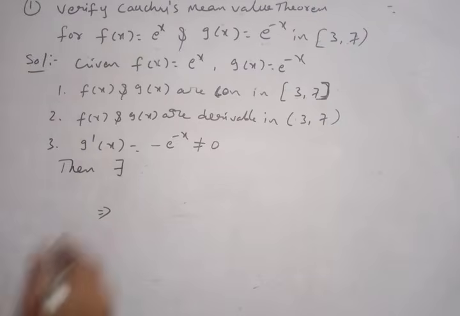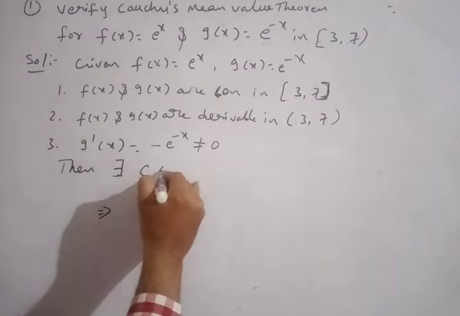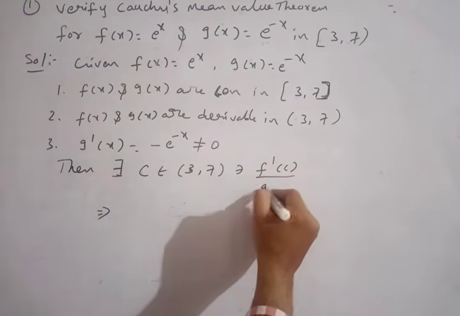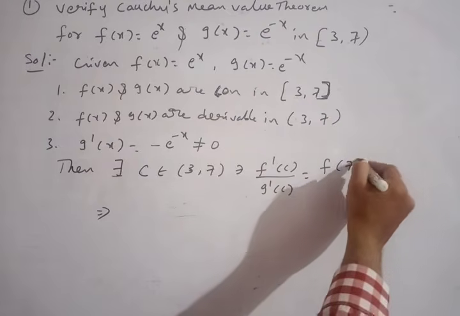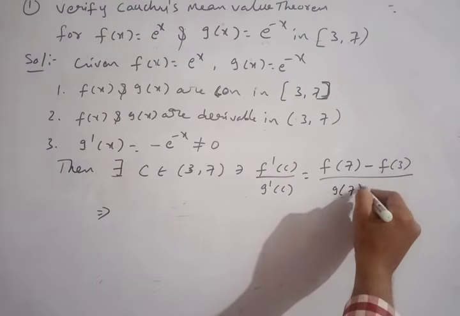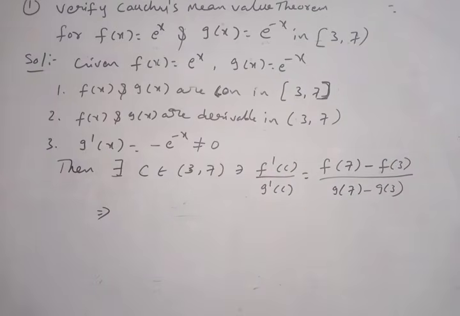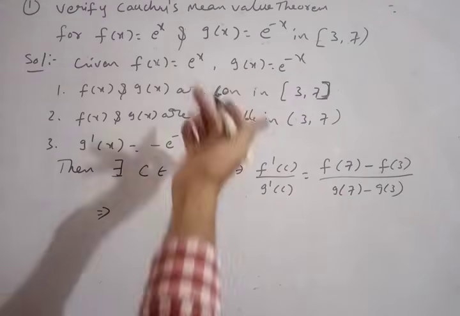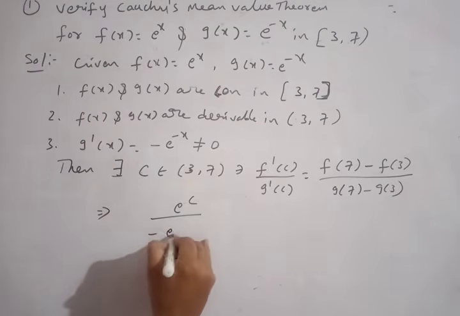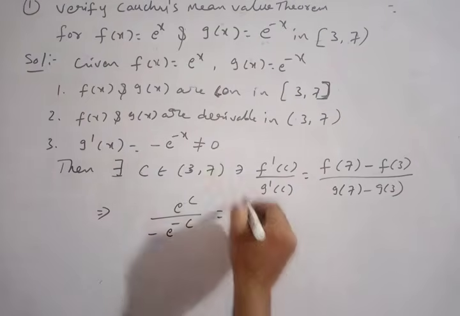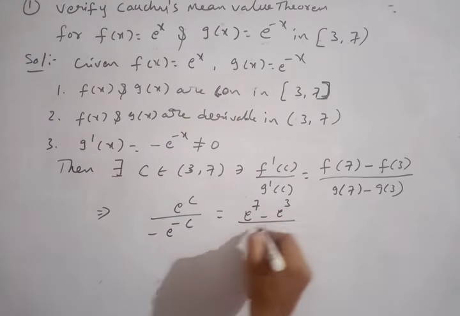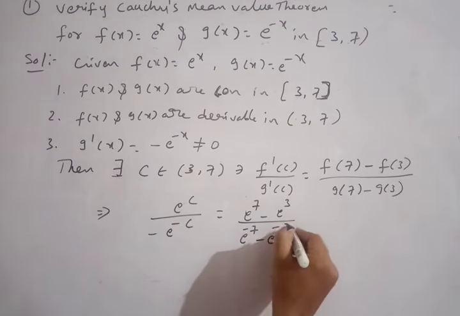So therefore, there exists c belongs to 3 comma 7 such that f dash of c by g dash of c is equal to f of 7 minus f of 3 by g of 7 minus g of 3. Correct? So what is f dash of c here? e power c. e power c differentiation is e power c only. g dash of c: e power minus c differentiation is minus e power minus c. f of 7 is e power 7, minus f of 3 is e power 3, by e power minus 7 minus e power minus 3.